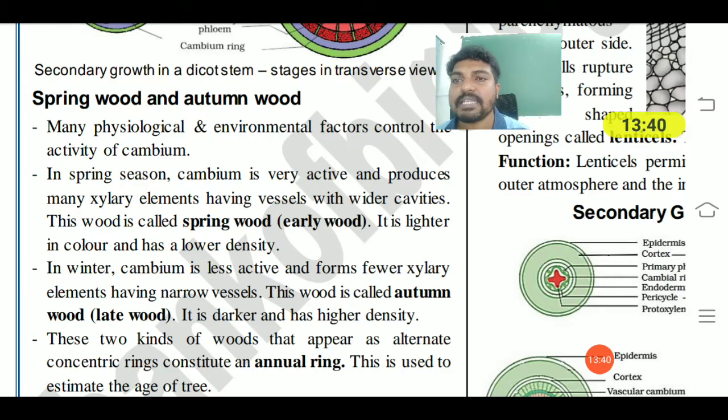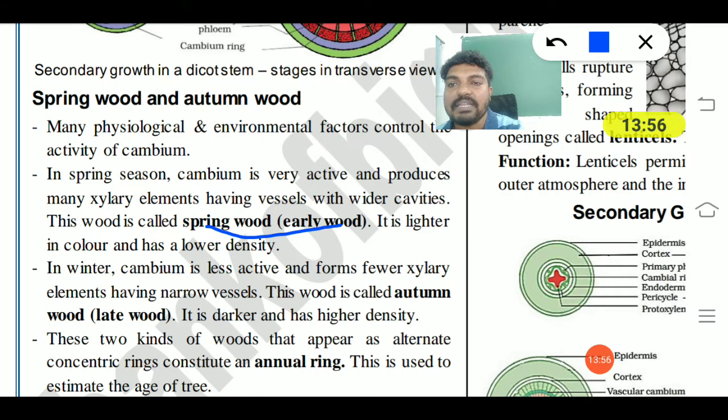In the spring season, the cambium is more active and produces large xylem elements and vessels with wider cavities. Such wood is called springwood or early wood. It is lighter in color and has a low density. When the winter season comes, the cambium is less active and forms xylem elements with narrow vessels. Such wood is called autumn wood, or late wood. It is darker and has a higher density, and they form concentric rings.